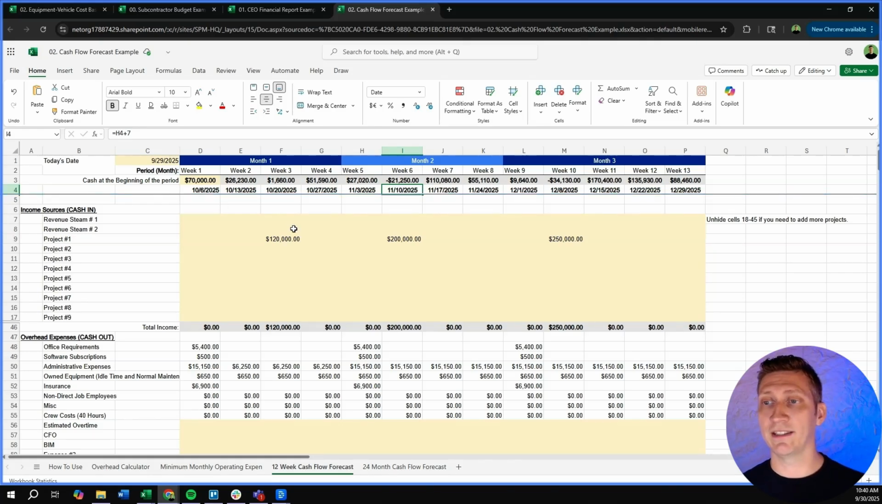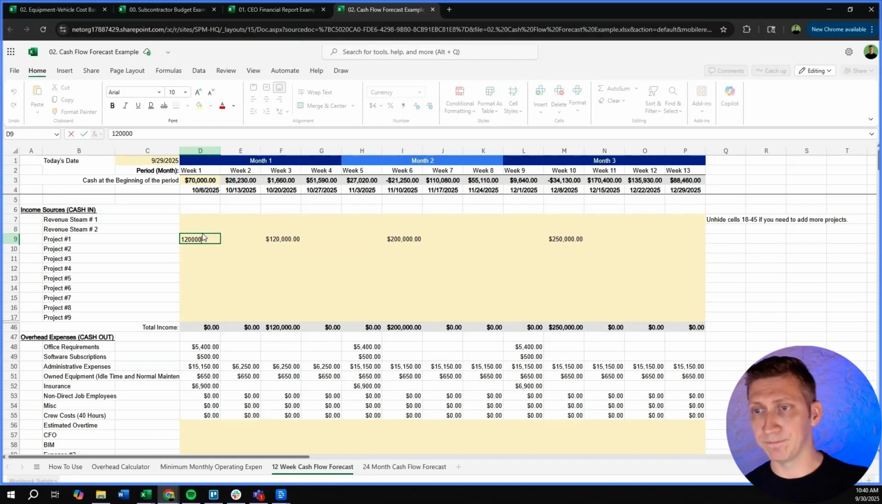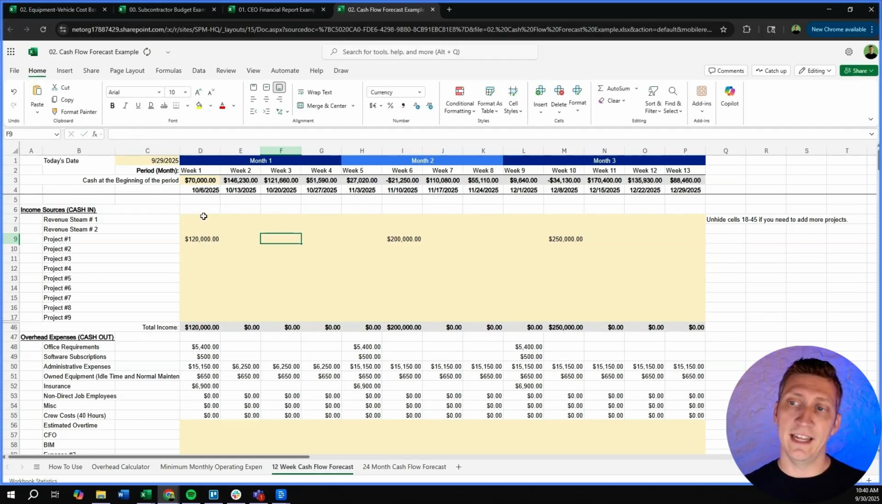If this $120,000, I should put it under this week 1, right? Because the 10th falls between the 6th and the 13th, right? And it's not a weekend, it's a Friday or a Thursday. So then the next one, the 200,000, that's going to happen on the 10th, that Monday.